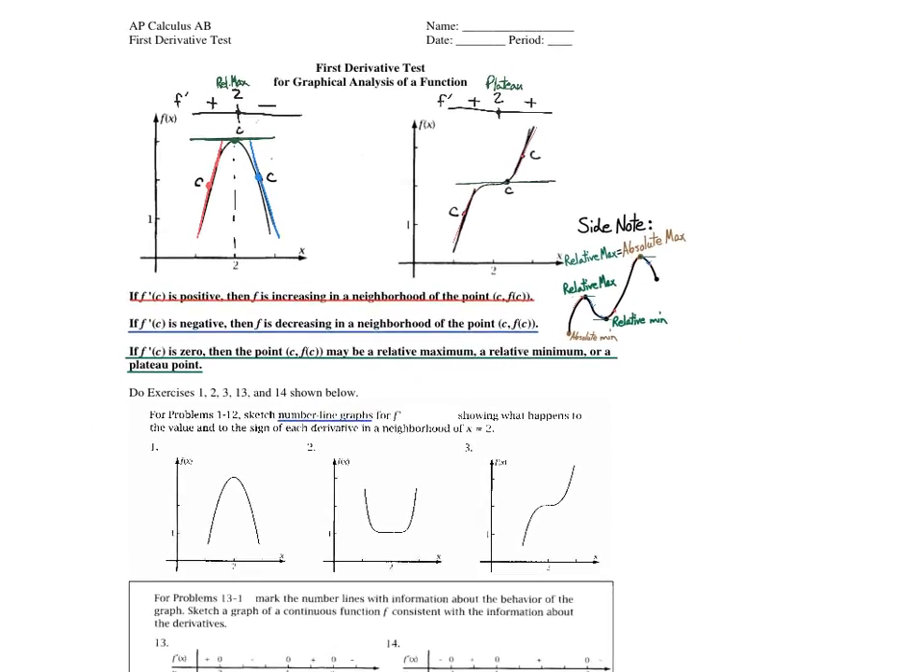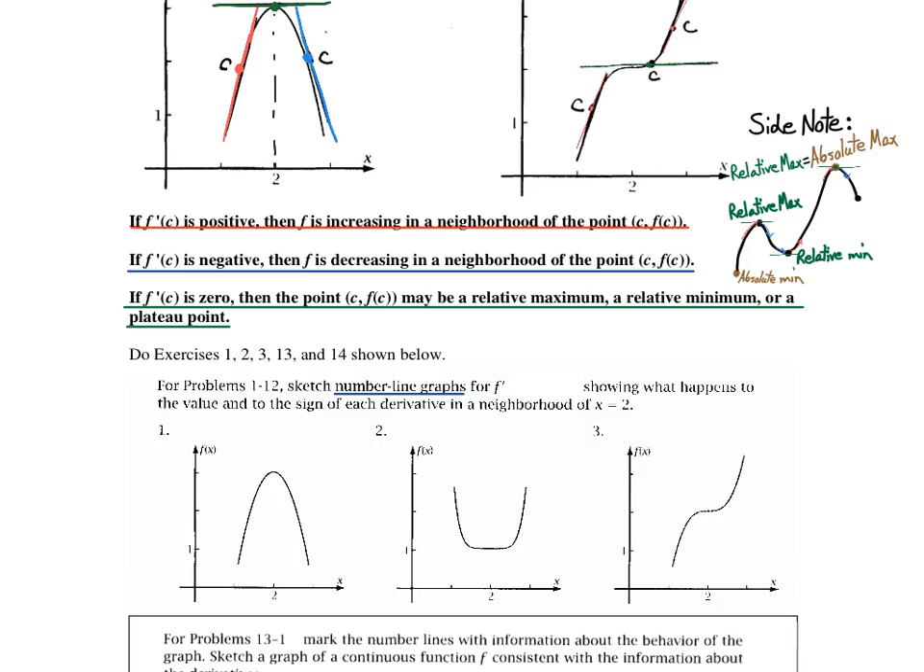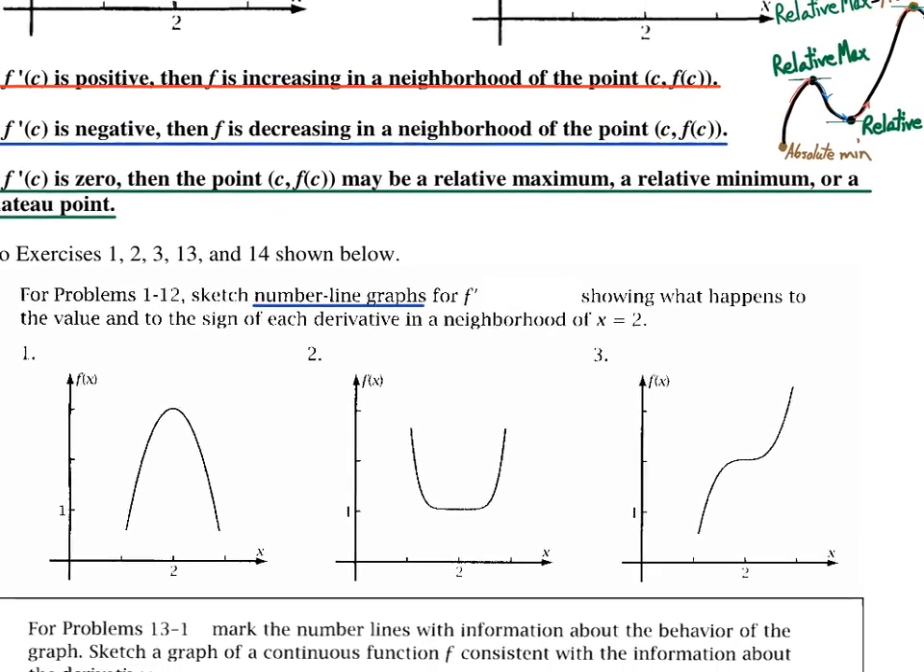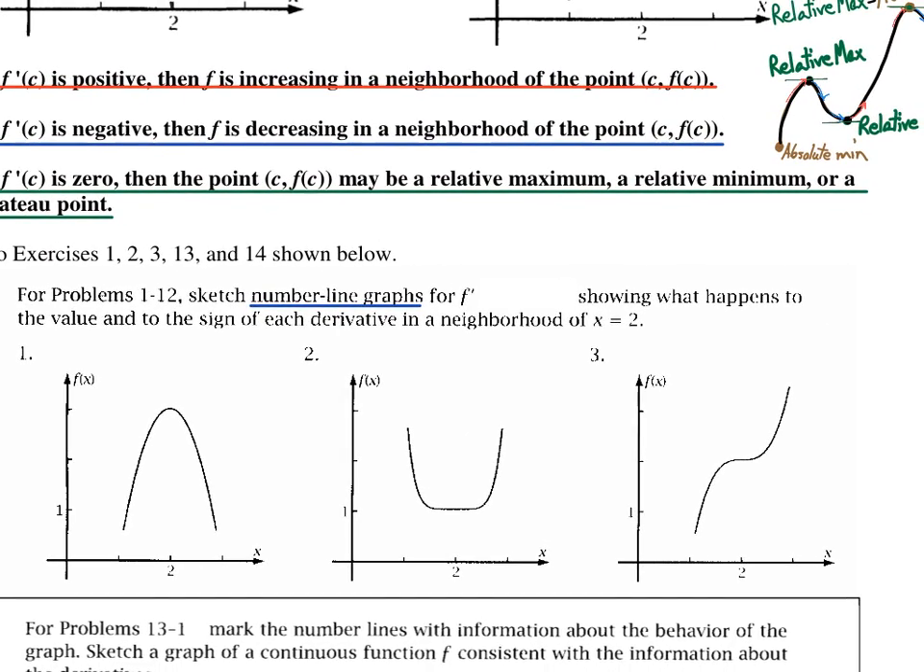So, let's look at these here real quick, okay? And let's sketch a line graph for the derivative. Okay? So here we're going to do f prime. Where does f prime equal 0 in this case? At 2. Okay? And to the left of 2, what do we know about our derivative?